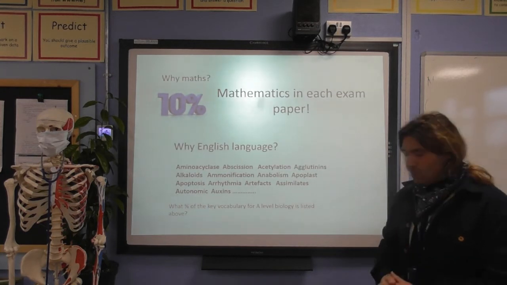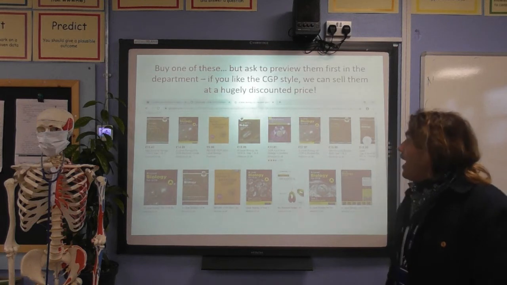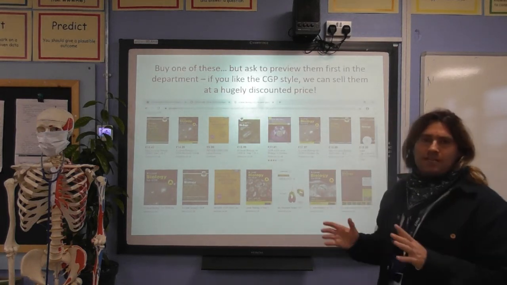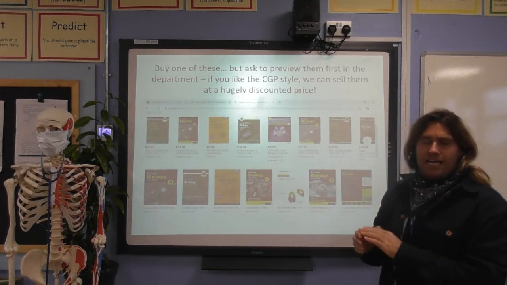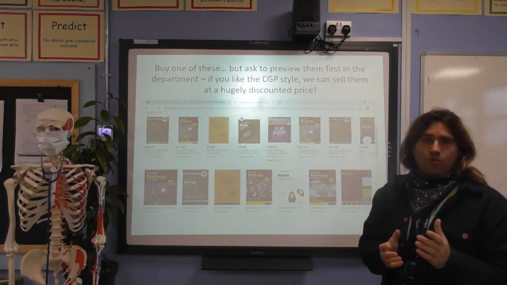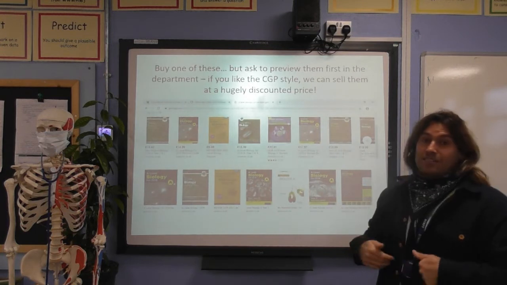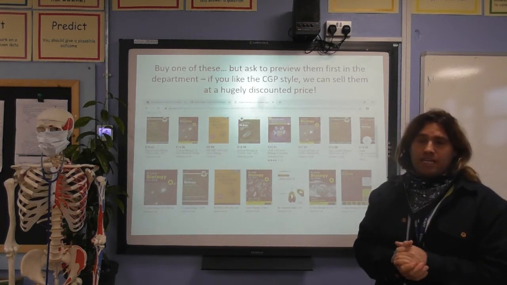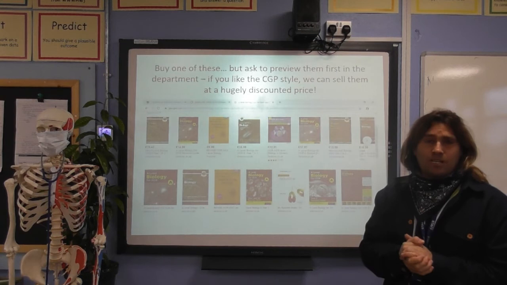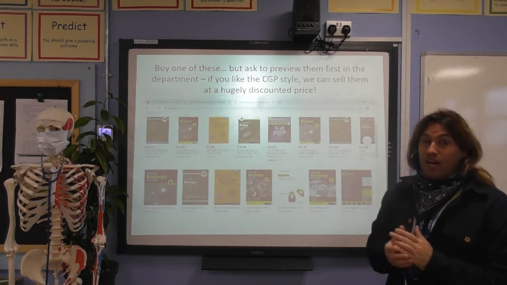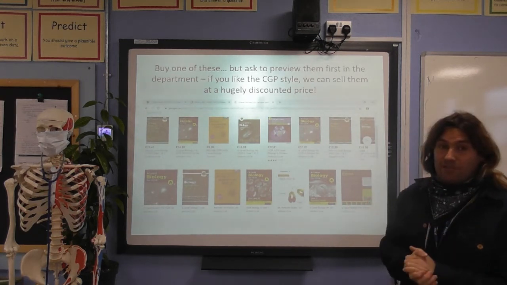But you've got a huge amount of support as well. If you're interested, there are so many different books that you can look at towards A-level biology. We're fortunate, I have pretty much one inspection copy of all of these. So if you're interested in A-level biology, you can come and have a look at some of these books and try before you buy. And if you like the CGP style, we have a great discount as a school.